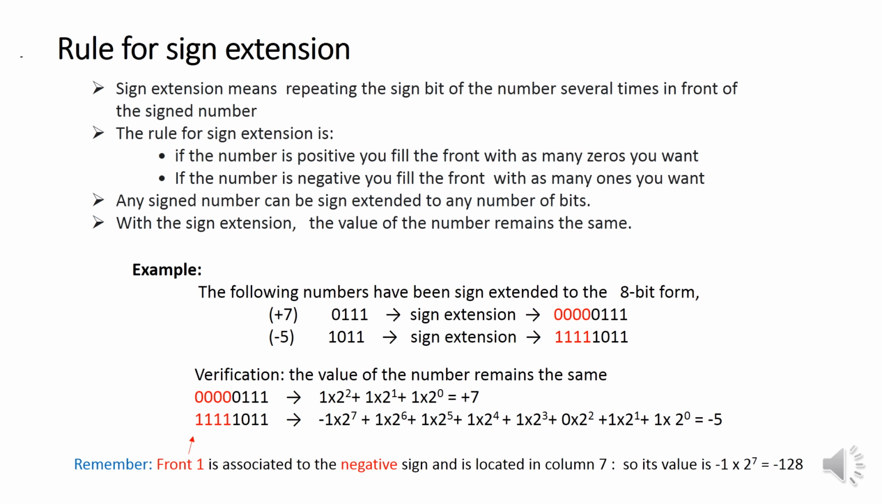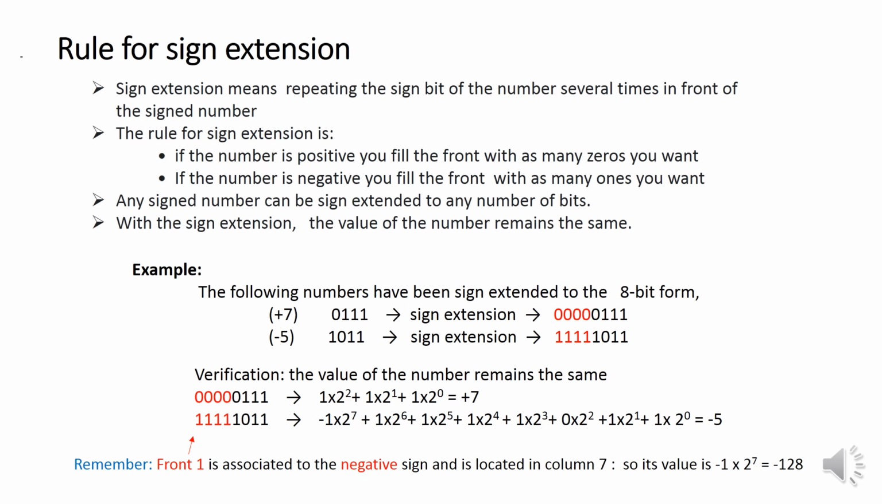So, when we are multiplying signed binary numbers, we may need to perform what is called the sign extension. Or, in other words, we need to extend the sign bit of the partial products after each multiplication in order that the number of bits match. Sign extension means repeating the sign bit of the number several times in front of the signed number.